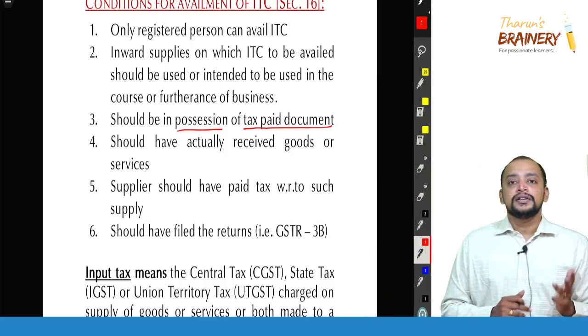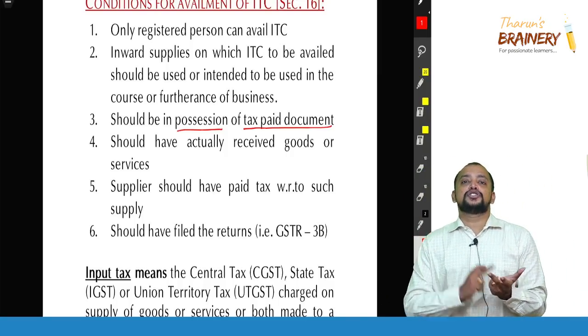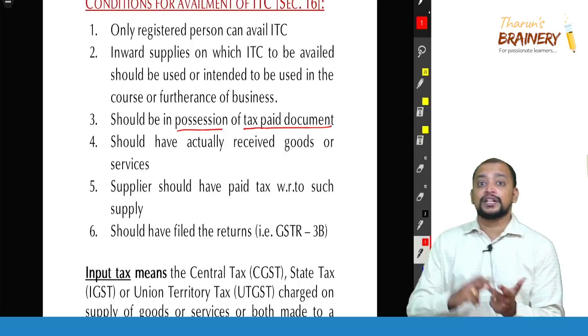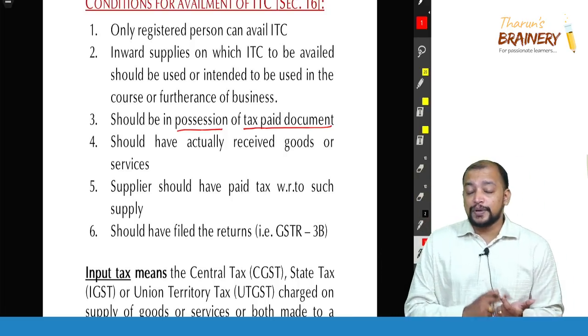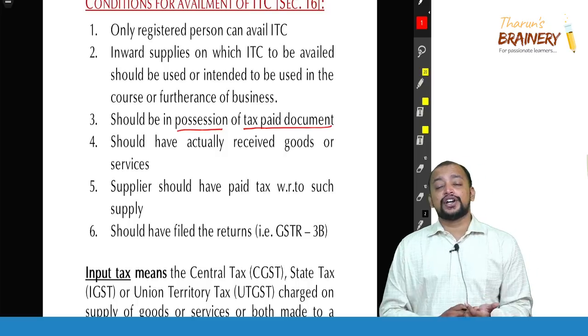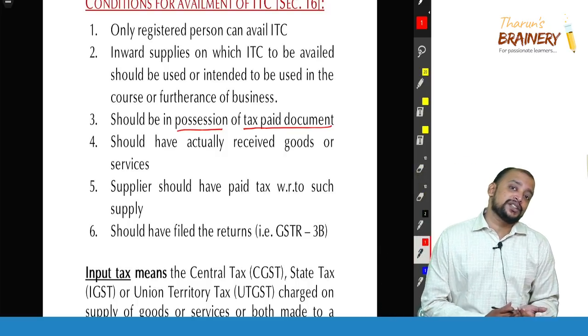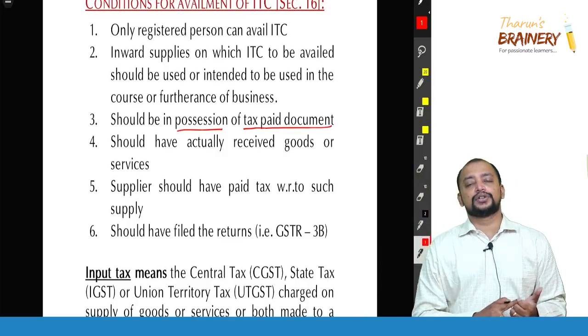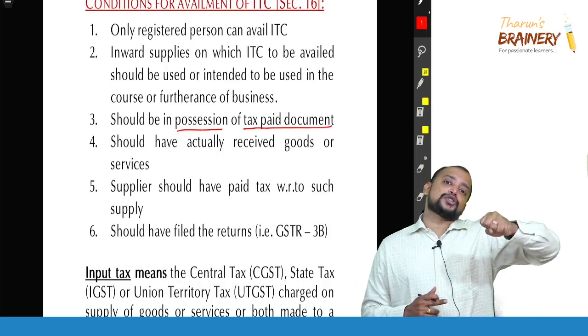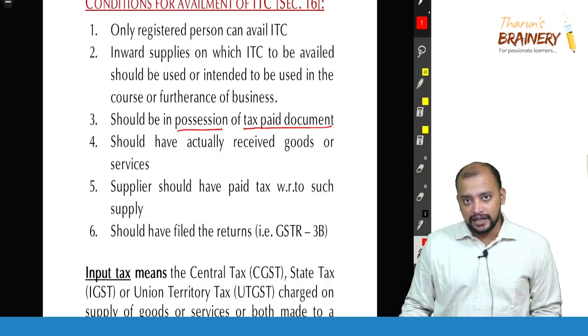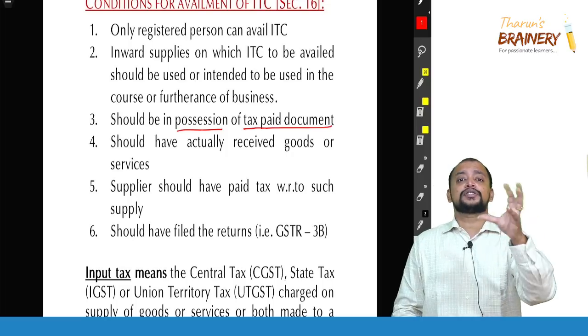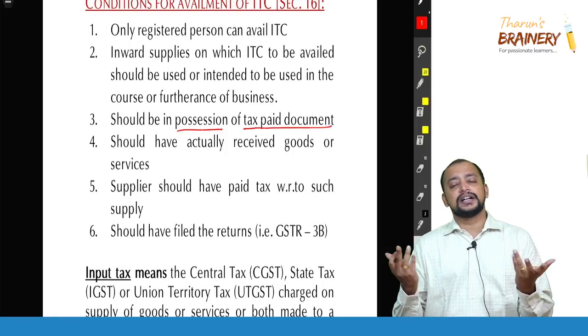Number 1, only a registered person can avail ITC, should be in possession of tax paid document, should be using it in the used or intended to be used in the course or furtherance of business, should have actually received the goods or services, and supplier should have paid the taxes and should have filed the returns. These are the 6 conditions. Upon satisfying these 6 conditions, ITC can be availed.